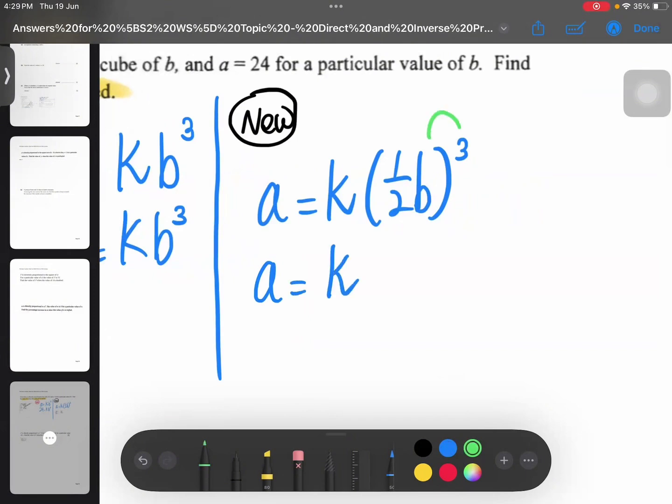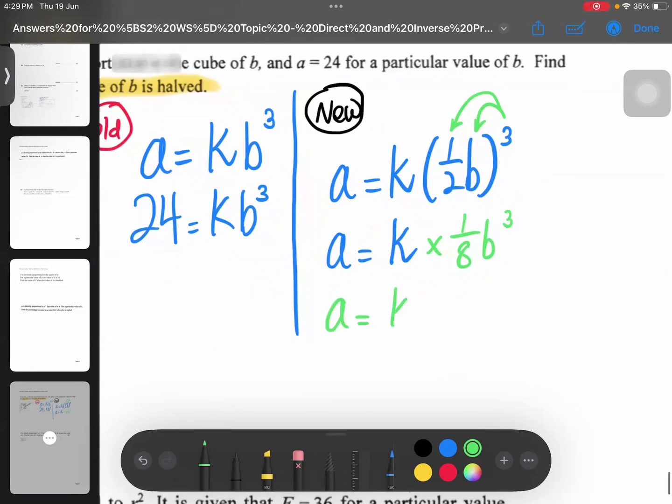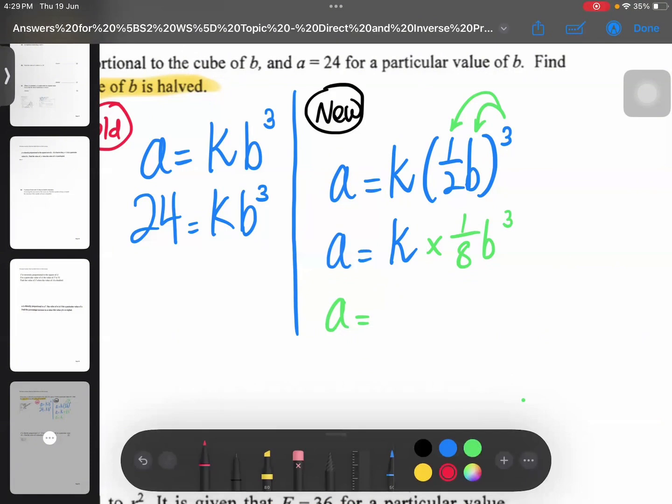All right, A equals K. What happens is that the 3, you're going to spill into each of it. Can you understand? You can see, right? Over here, we go half to the power of 3. We go half to the power of 3. We get to 1 over 8. So times 1 over 8 B cubed. Can you understand so far? All right. So then A is equals to, in fact, I would say 1 over 8 KB cubed. The numbers should always come first. 1 over 8 KB cubed.